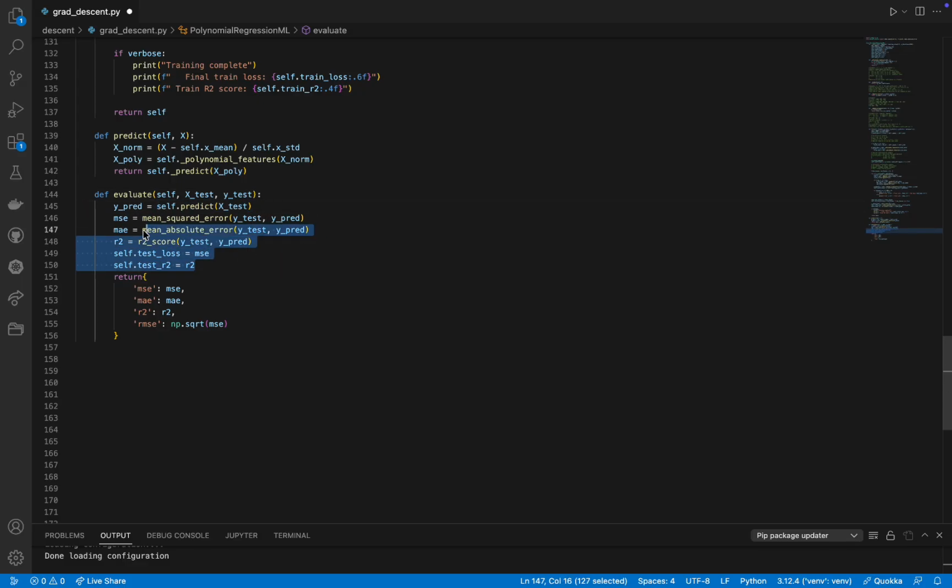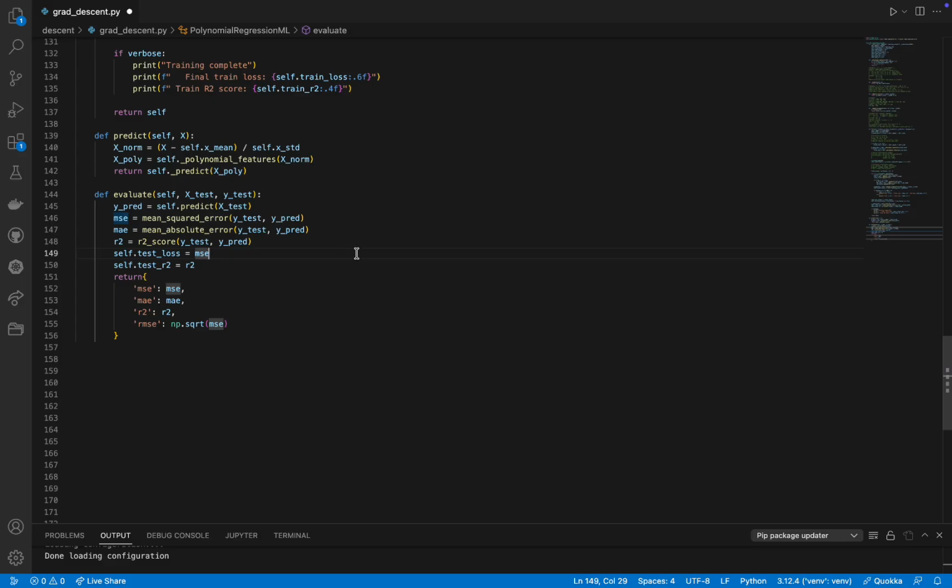Mean squared error, MSE, is the average of squared errors. It penalizes large errors heavily and has units of Y squared. Root mean squared error, or RMSE, is the square root of MSE, and it has the same units as Y, which makes it more interpretable. We can say something like, on average, our predictions are off by 5 units.